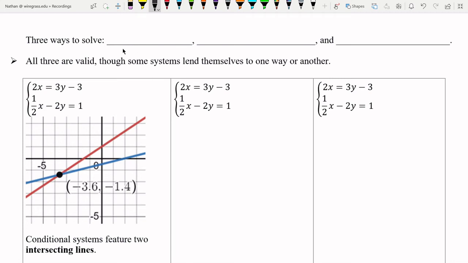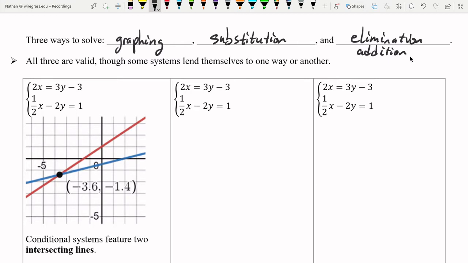So as I showed, there are three ways to solve these systems. We have graphing, substitution, and elimination or addition, as it's sometimes called. And I just want to show you the three different ways on the same system and show you that they get the same answer. It's just whichever one makes more sense.